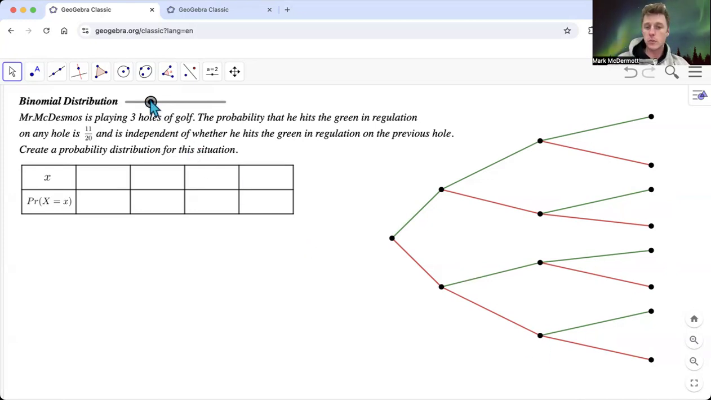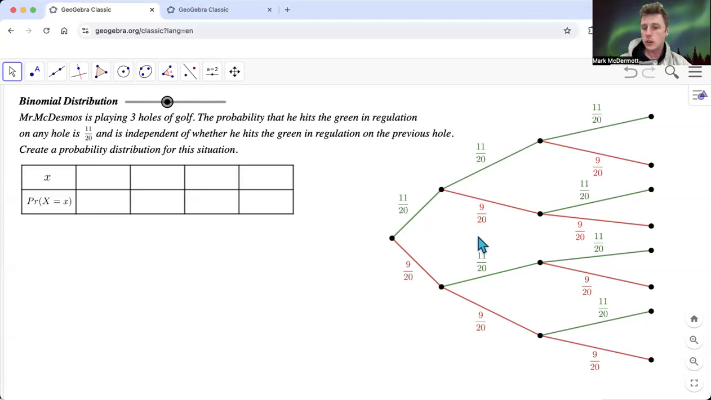And then what we can do is put all the probabilities along there. So we can see that the probability of success is 11 on 20. So all these green lines have a probability of 11 on 20. The other thing to mention as well is that they're independent events. So it mentions that here. Whether you hit the green in regulation the first time doesn't affect whether you hit the green in regulation the next time. So you get a tree diagram that looks like this. And then all the red lines must have a probability of 9 on 20. So that's the probability of not hitting the green in regulation.